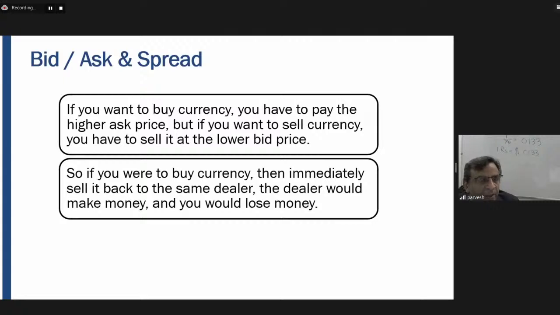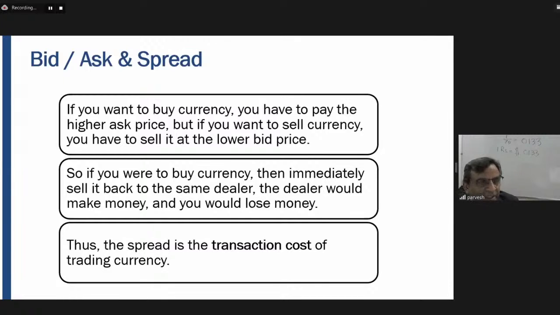So the dealer in this case will be making money because he's buying at 75.80 but selling to you at 75.90. So you bought at 75.90 and sold it at 75.80. So you made a loss of 10 paisa and the dealer makes money. So thus the spread is a transaction cost of trading currency. So the spread is called the transaction cost for the customer. Like suppose you bought it at 75.90 and you sold it at 75.80. So you incurred a cost of 10 paisa by doing this trade.